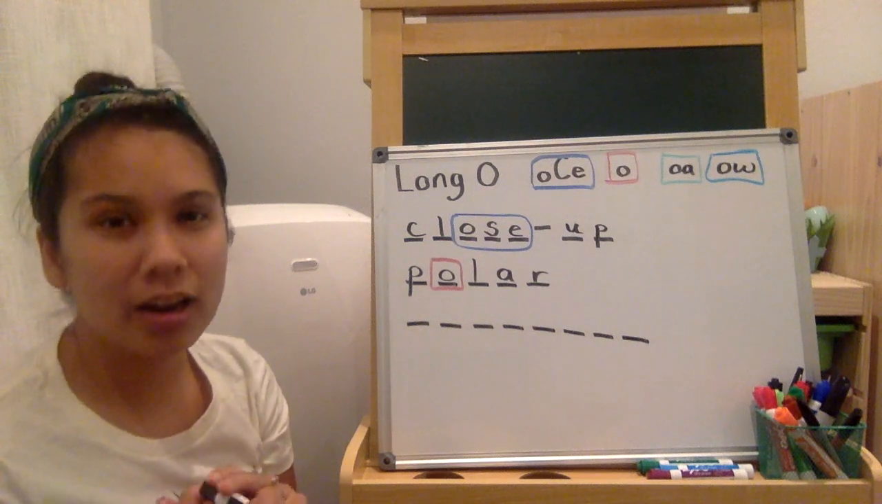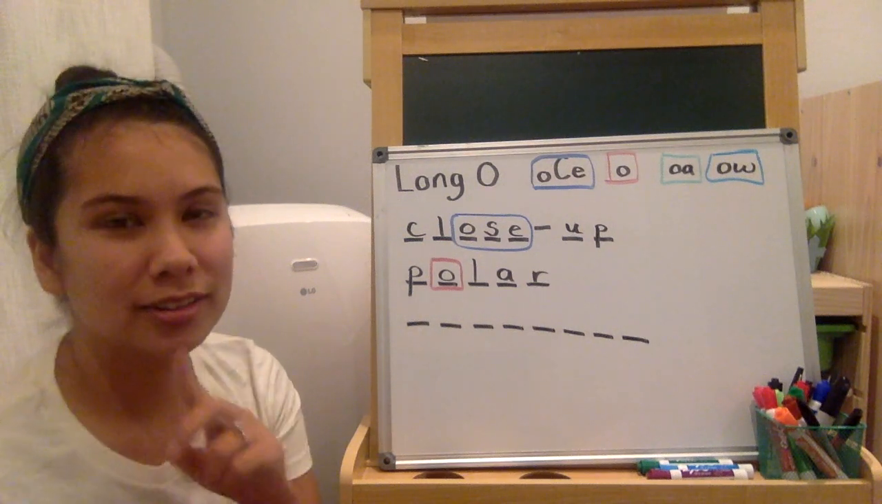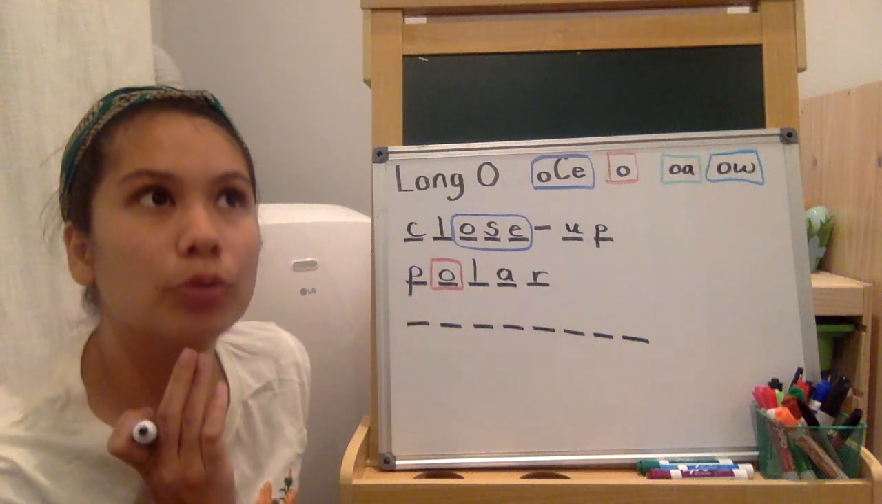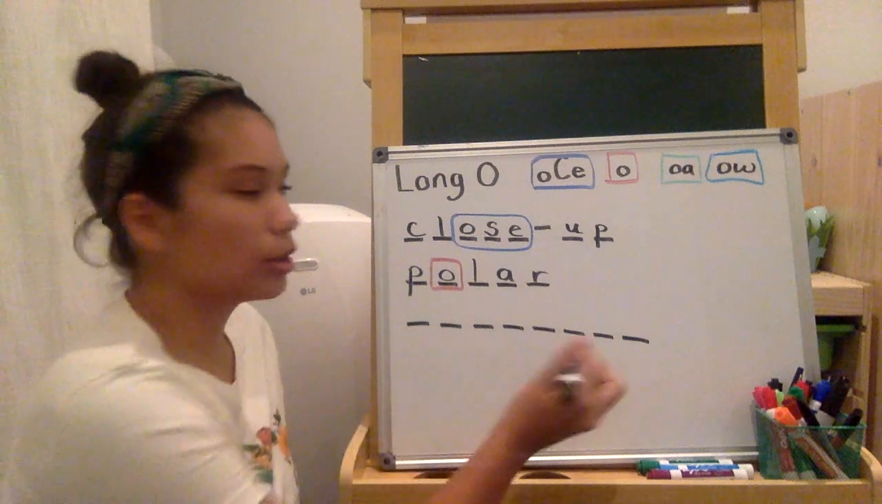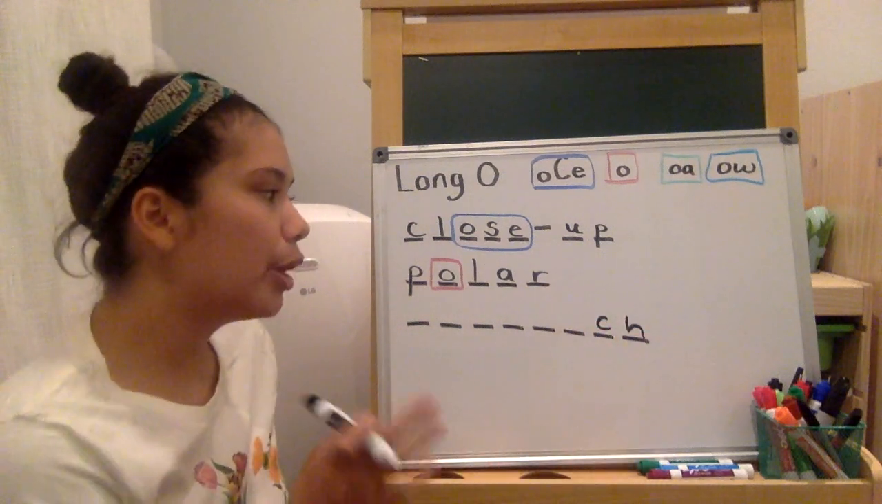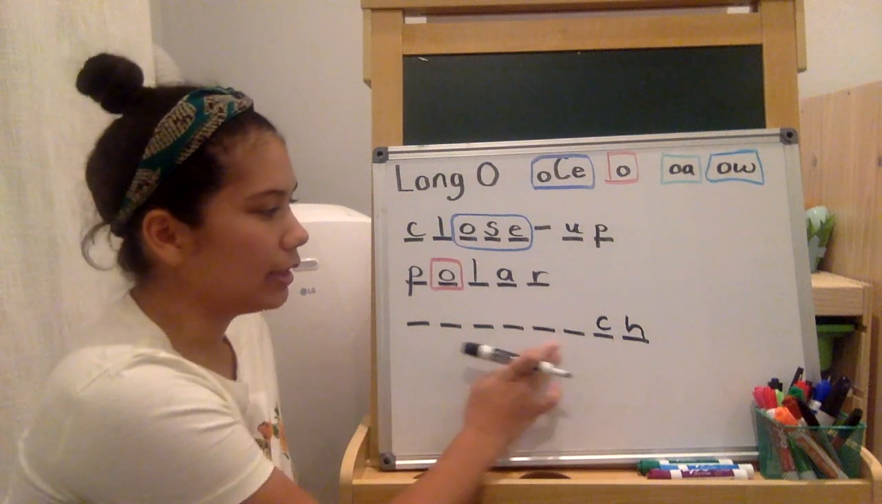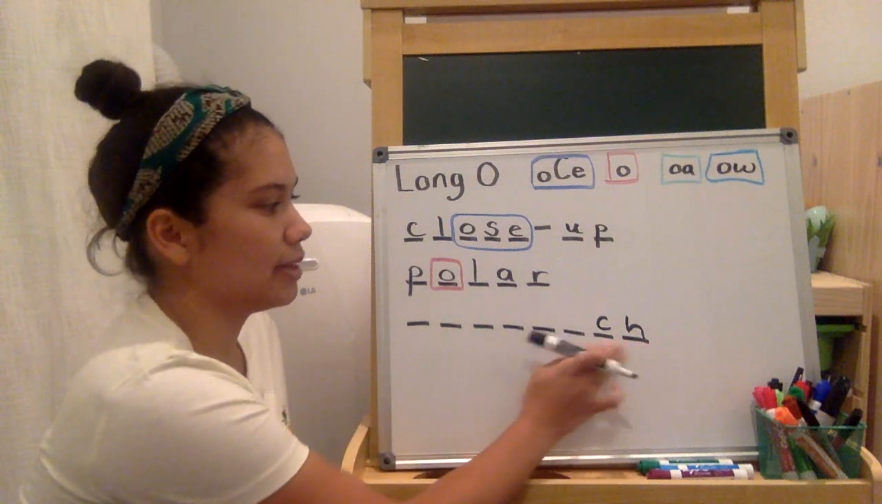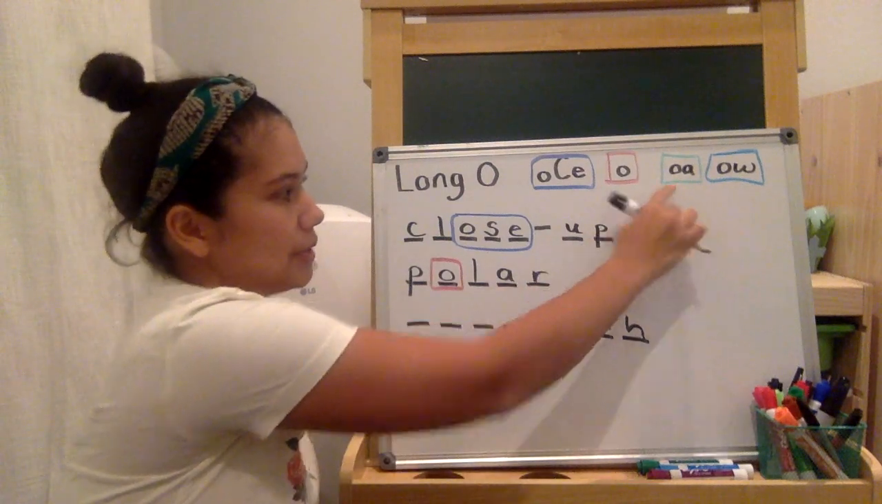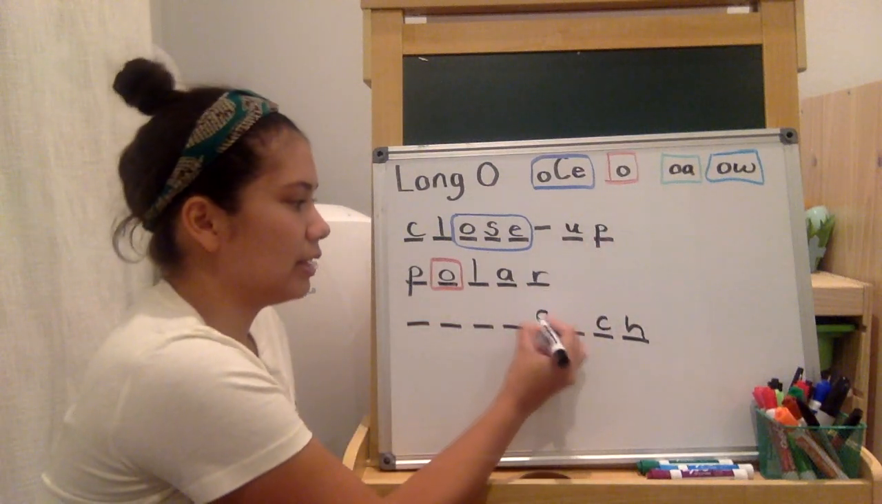Do you hear the O in there? Approach. It's near the end. Well, I can hear that it ends with approach. Ch. I know that that's going to be CH. Approach. I can hear that O sound right before the CH. Do you hear that? Approach. So I know I'm using the OA pattern, so I'm going to fill that in here.